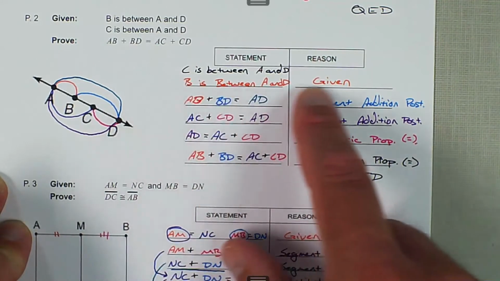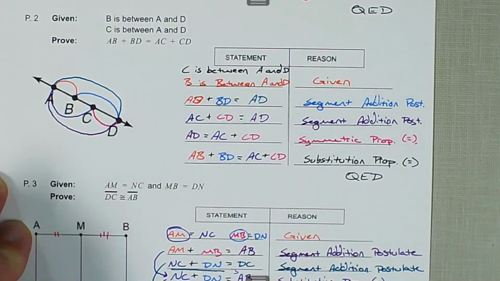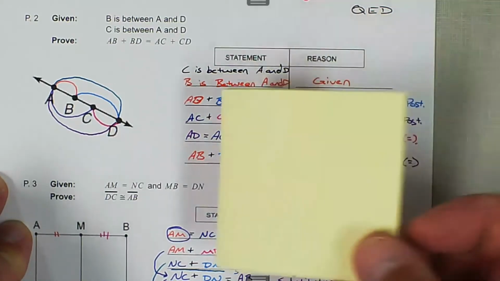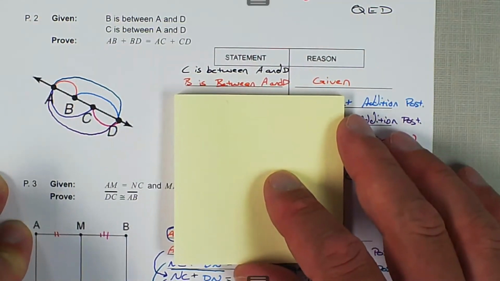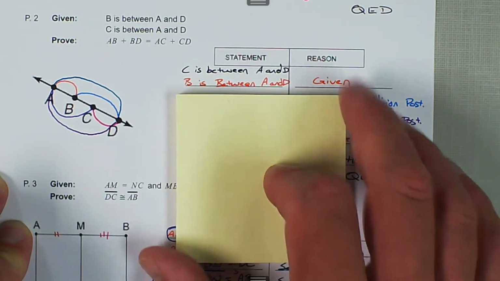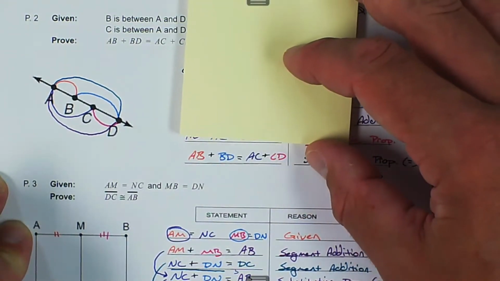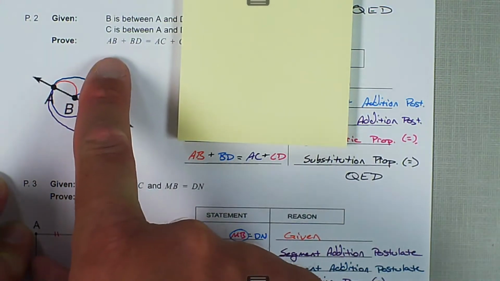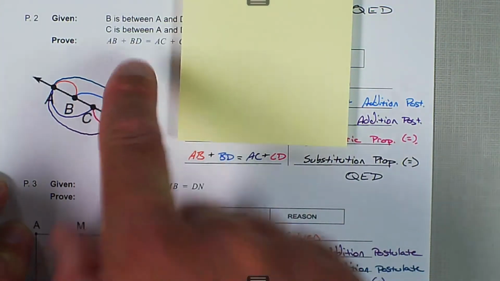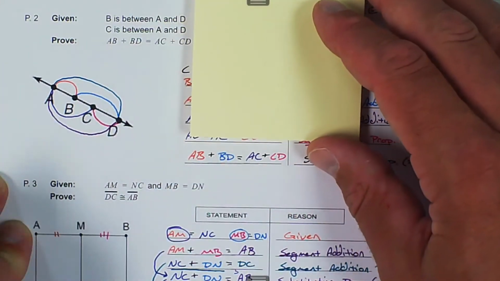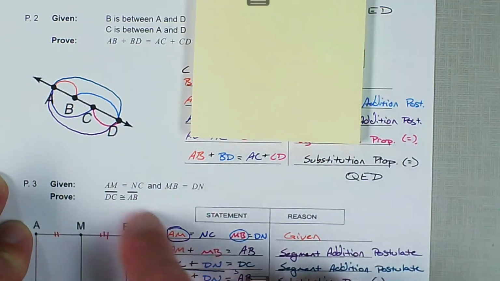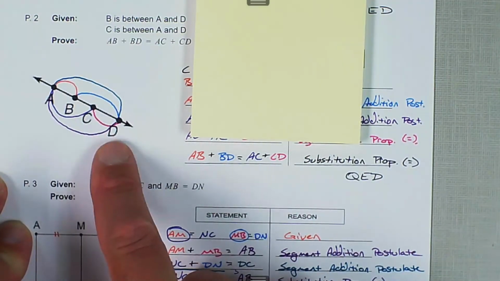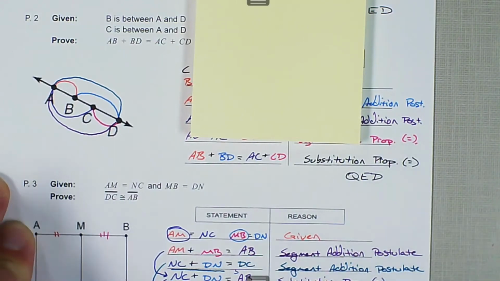And so that's the first step right there: write out the given, which we have done. And then the second step is write what we're trying to prove, and that's written right there: AB plus BD equals AC plus CD. And then step number 3 is write the drawing, but we already have the drawing provided for us.